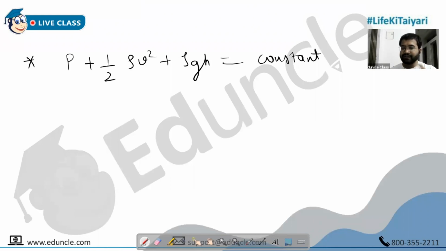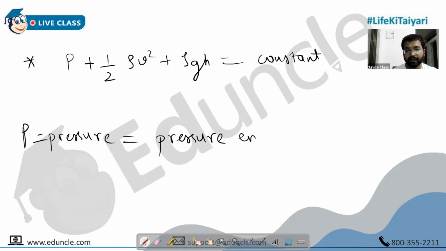Each of these has a name too. P is pressure, which is also known as pressure energy per unit volume. Both of them mean the same quantity. Pressure energy per unit volume is also the same thing.